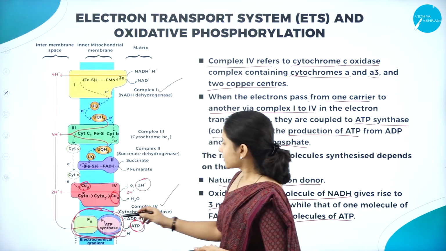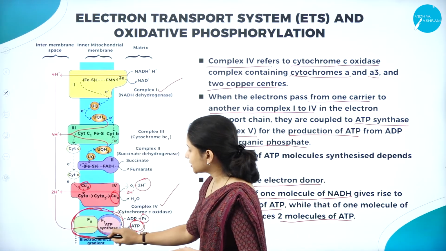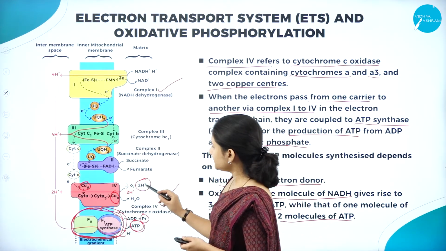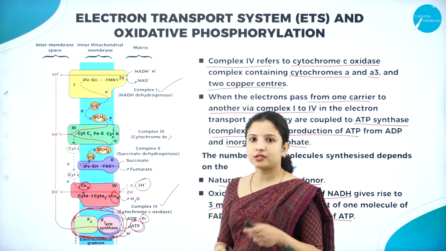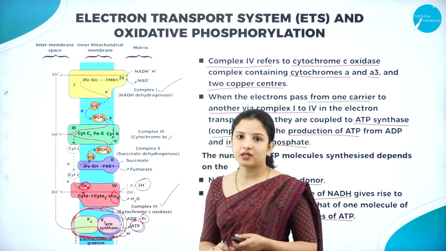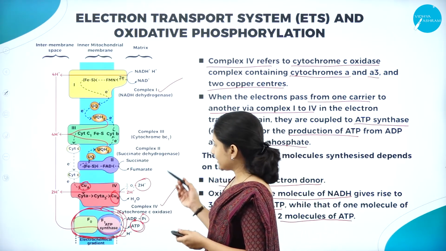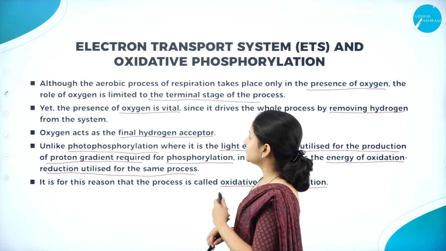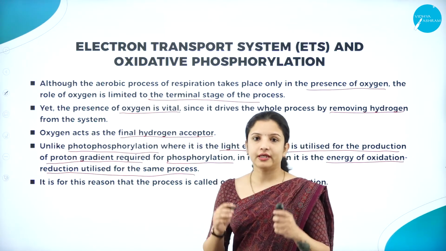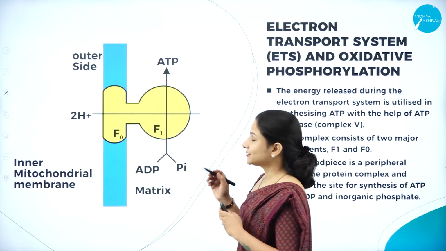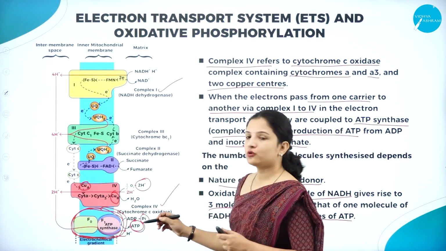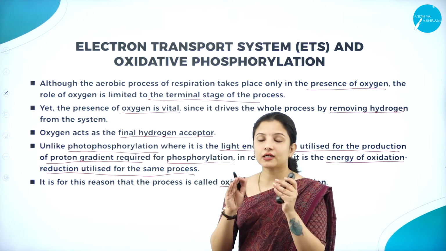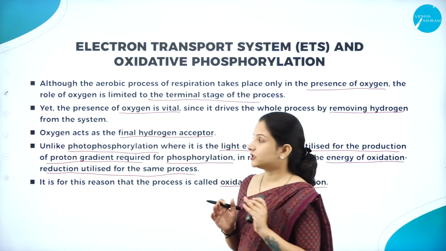Here in complex 5, oxidative phosphorylation will occur. Why? Because phosphorylation takes place by an oxidation reduction reaction. Hydrogen will get lost, oxygen will get added. That is how it occurs. So now we understood what oxidative phosphorylation is. This is very important to understand for the last step, which is why oxidative phosphorylation occurs in the terminal stage of the electron transport system.